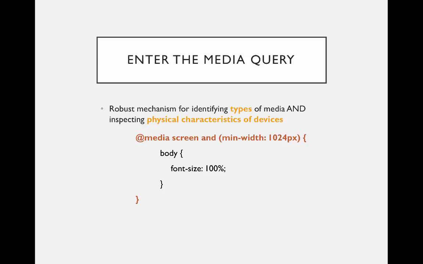CSS3 came out and introduced us to what is called the media query. What it does is it eliminates the need for those different media types that we just saw previously. It helps identify different types of media and inspects the physical characteristics of a device, and then you can code CSS specifically designed for devices or screen sizes that meet that criteria.